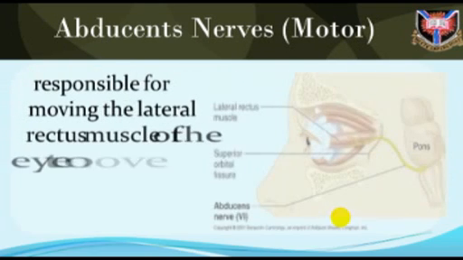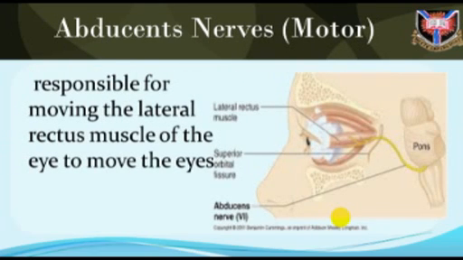Abducent nerves. It is a group of motor nerves centrally connected to the fourth ventricle of the brain. They are responsible for moving the lateral rectus muscle of the eye to move the eyes.